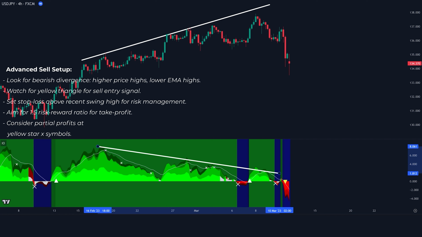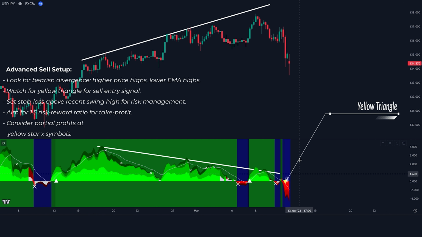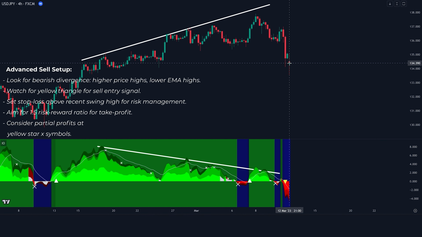Next, keep an eye out for the appearance of a yellow triangle. This symbolizes a potential sell entry signal generated by the Ichimoku Oscillator. You can initiate a sell position on the candle following the formation of the yellow triangle.